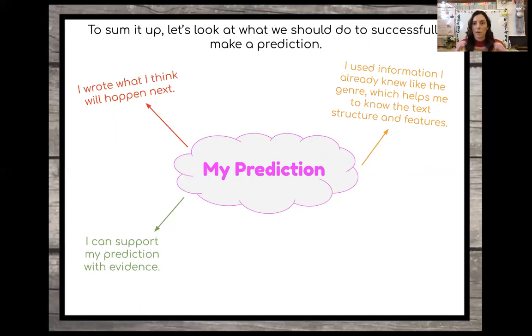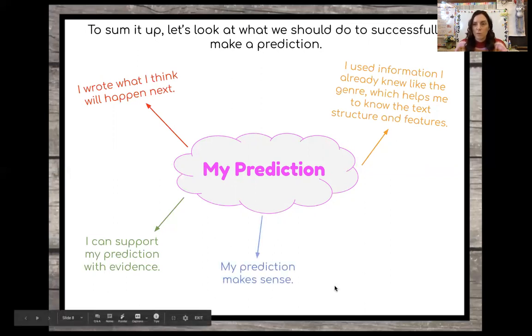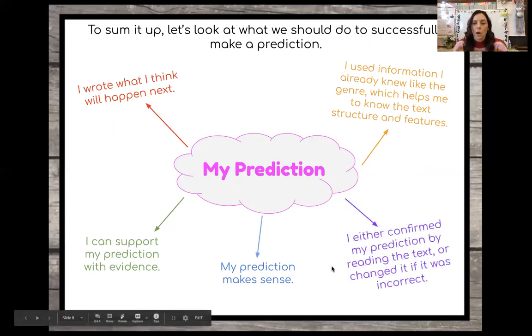Think of yourself as being like a lawyer. You have to support your prediction with facts, and that is going to help you so that your prediction makes sense. Okay, so that it actually relates back to the text and that it seems like it's a logical prediction. And then lastly, I can either confirm my prediction by reading the text or change it if it was incorrect. So you're going to read on and just think to yourself, was I correct? Or maybe I should change this prediction. Maybe I was so far off that I should make a new one.